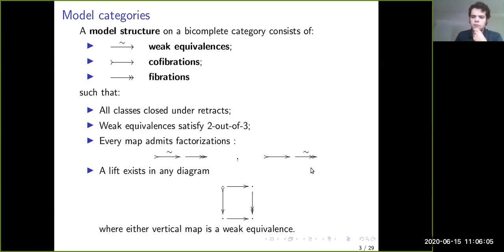And finally, if we have any commuting square, like we see here, where this map is a cofibration and this map is a fibration, and one of those 2 maps is also a weak equivalence, then there has to be a lift in this diagram. So that means there exists a map from this bottom left object to the top right object here, which would make both of the triangles that we would get commute. So if you do this and this, that's the same as just doing that horizontal map, for instance.